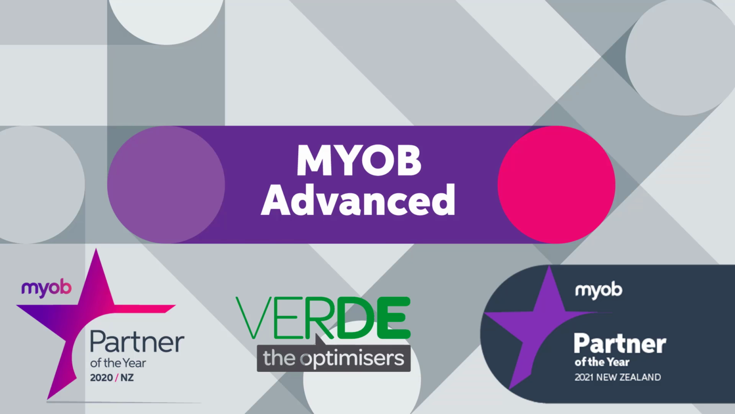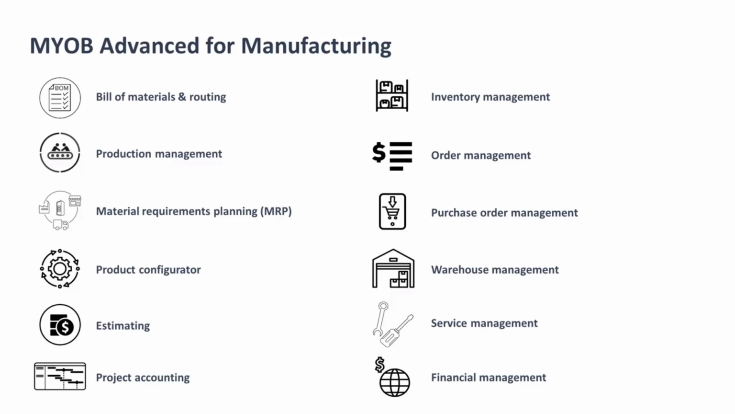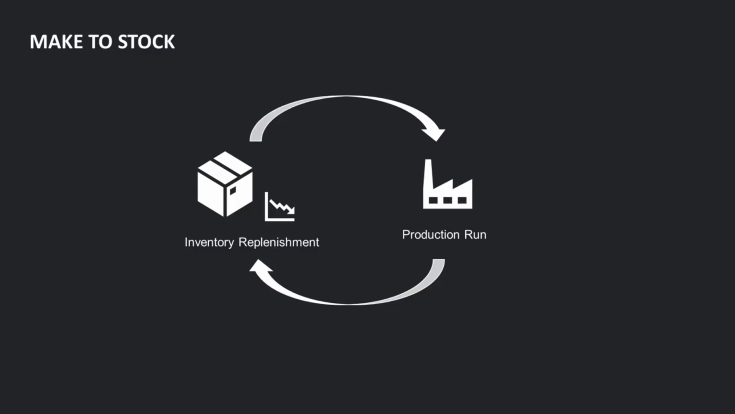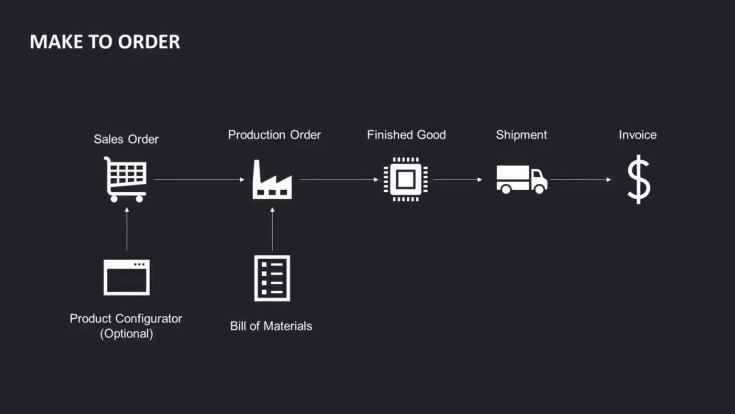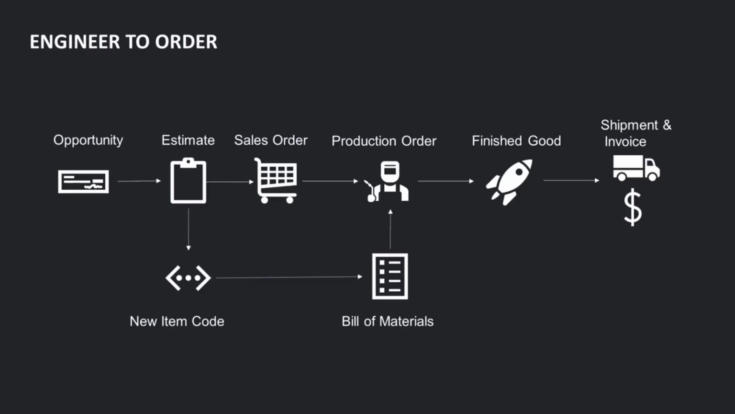MYOB Advanced Manufacturing is a true cloud solution integrating all production management processes into one seamless workflow, allowing you to integrate with sales, inventory, finance, and project accounting, amongst others. Our solution supports varied production workflows such as made to stock, made to order, configure to order, and engineer to order scenarios. There are many user roles that can support optimization of your manufacturing processes.